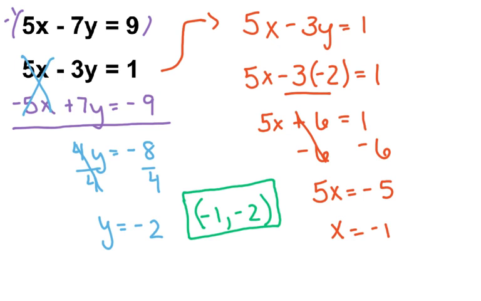Okay, and then we check our answer. 5 times negative 1 is negative 5. Negative 7 times negative 2 is a positive 14. So negative 5 plus 14 is 9. 5 times negative 1 is negative 5. Negative 3 times negative 2 is a positive 6. So negative 5 plus 6 is a positive 1. So we can see that that will check out.